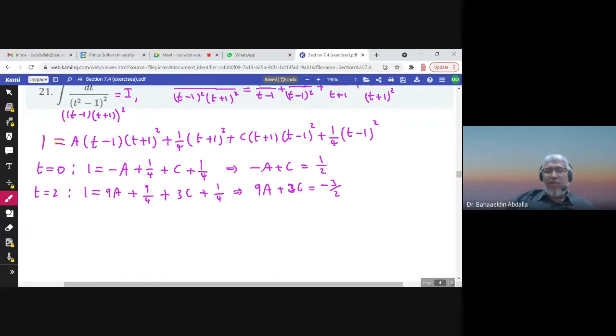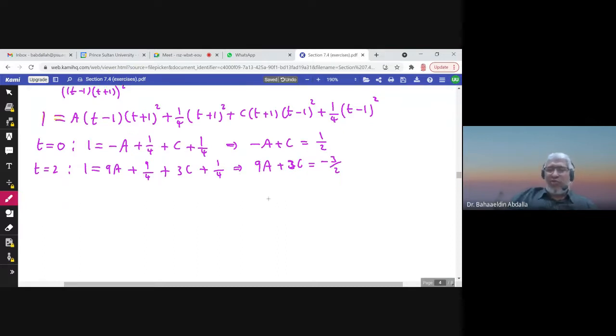So I have these two equations and I need to solve them together to find the values of a and c. Well, I will multiply the first equation by 9. So I'll have negative 9a plus 9c equals 9 over 2, and keep the second equation as it is.